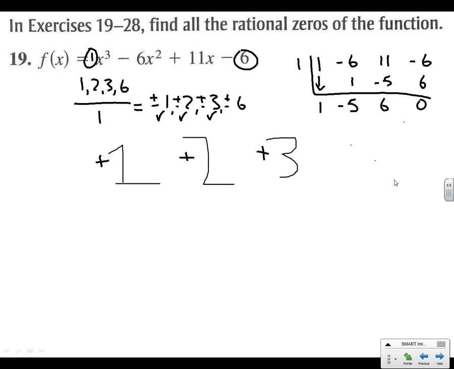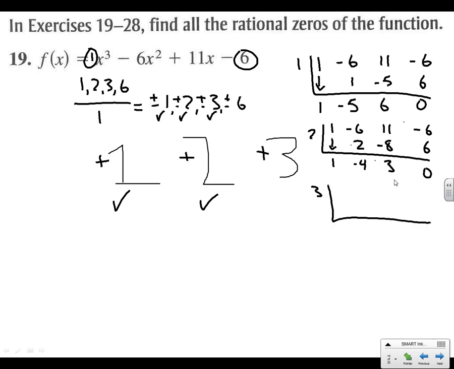It works. So we'll accept +1. Let's test 2. It worked out as well. So 2 is indeed one of our rational zeros. And let's test 3 to make sure it is a correct solution as well.